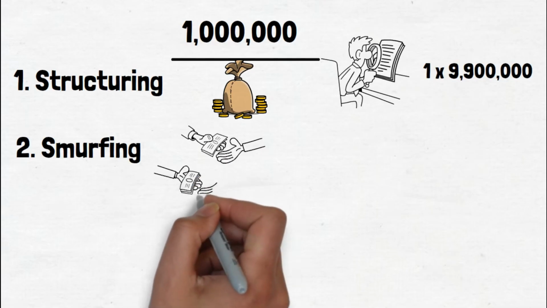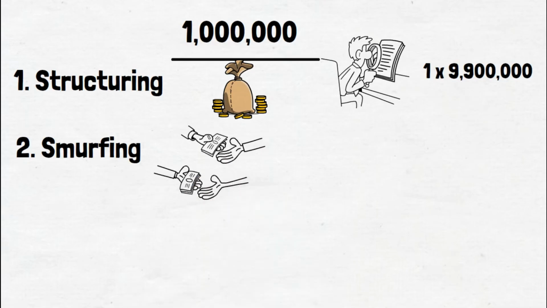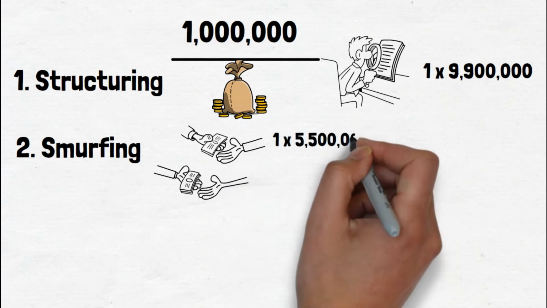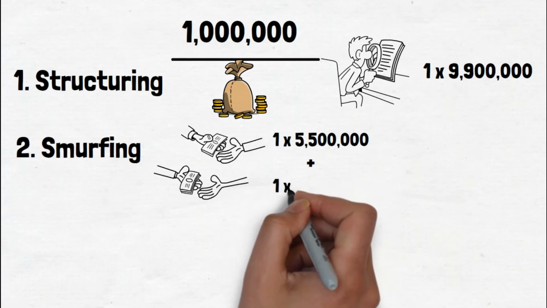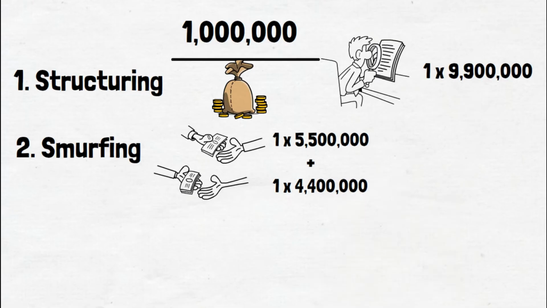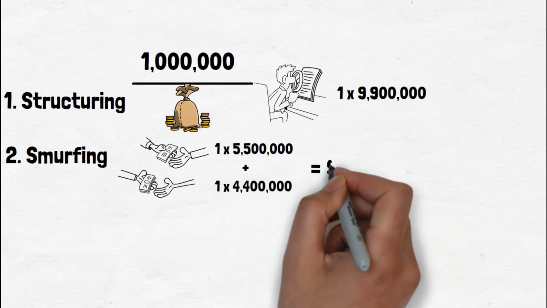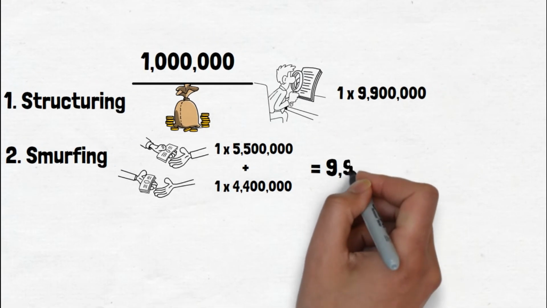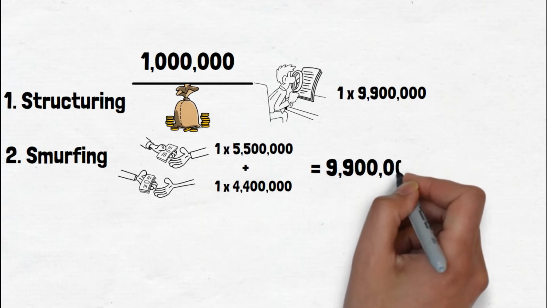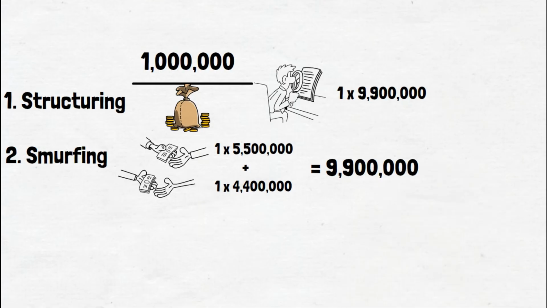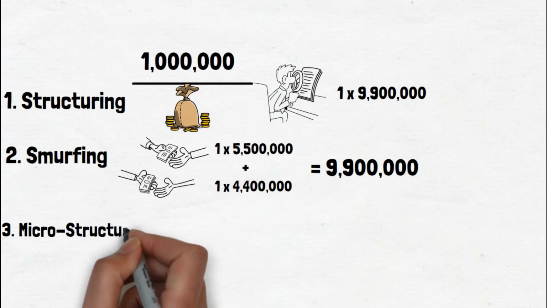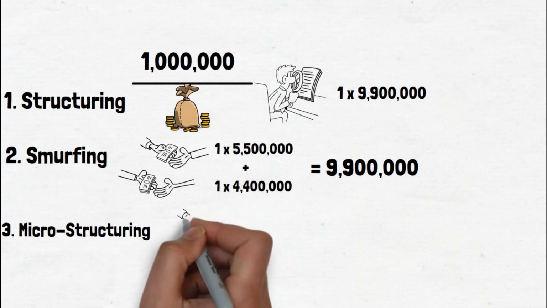Let's say Mr. Bad Guy of the previous example employs Mr. A, who comes to the bank to deposit 5,500,000. He also employs Mr. B to deposit 4,400,000 in the same bank. Now the total amount deposited by Mr. A and B comes to around 9,900,000, which is again just below the threshold amount of rupees 10 lakhs or 1 million. Smurfing is a little more difficult to detect than structuring.